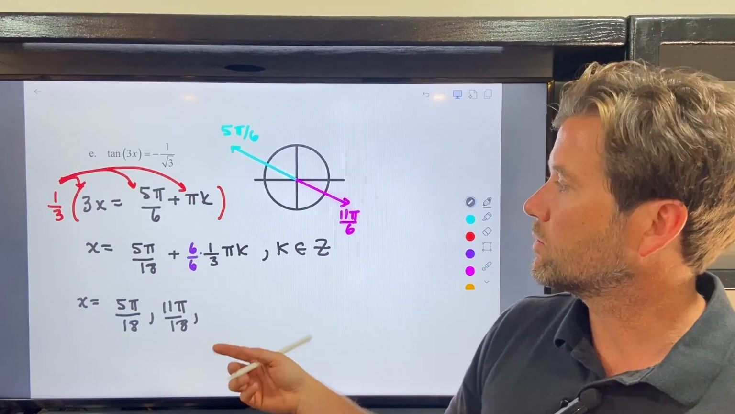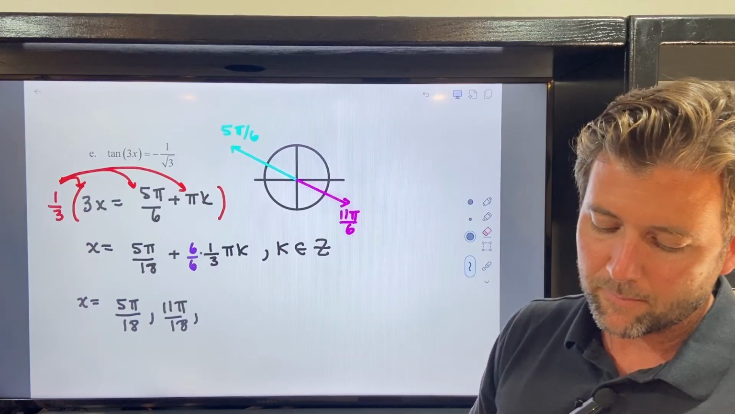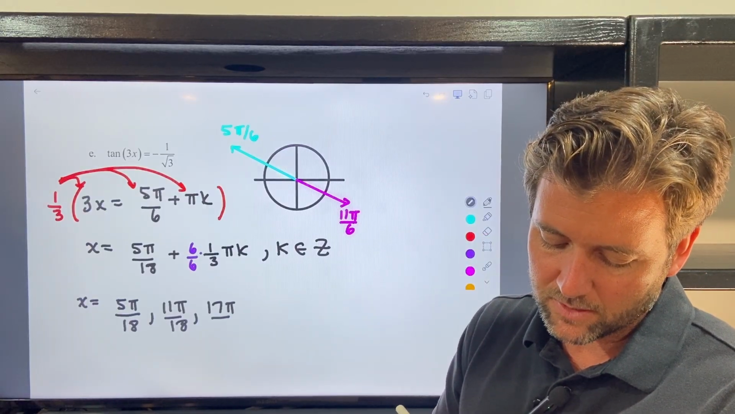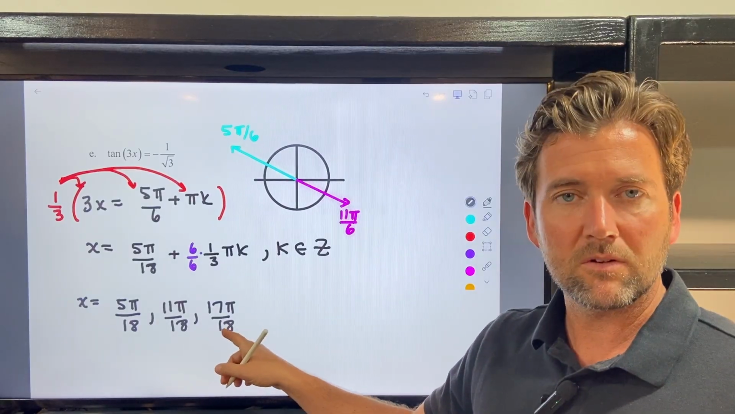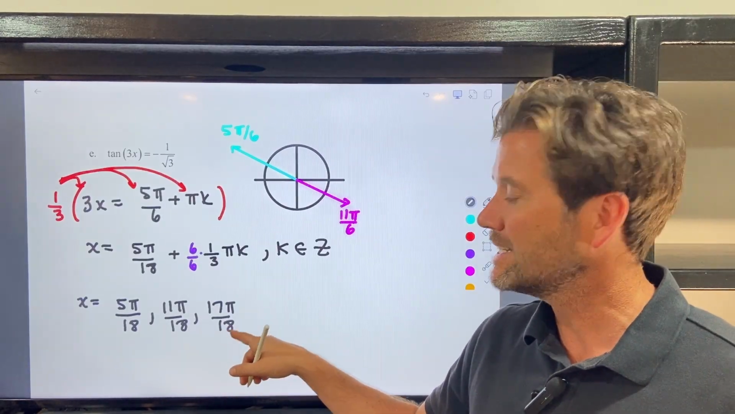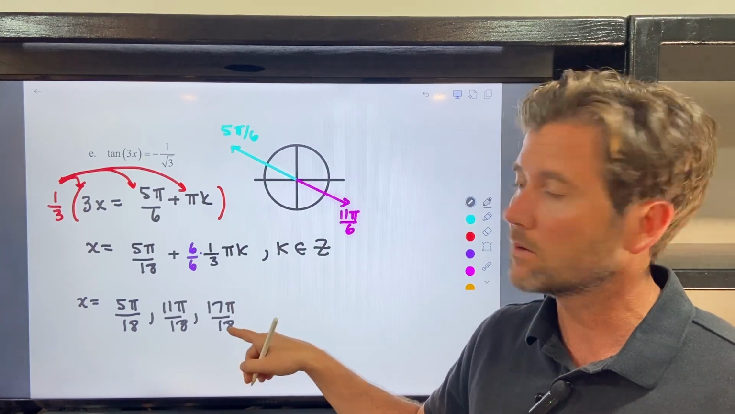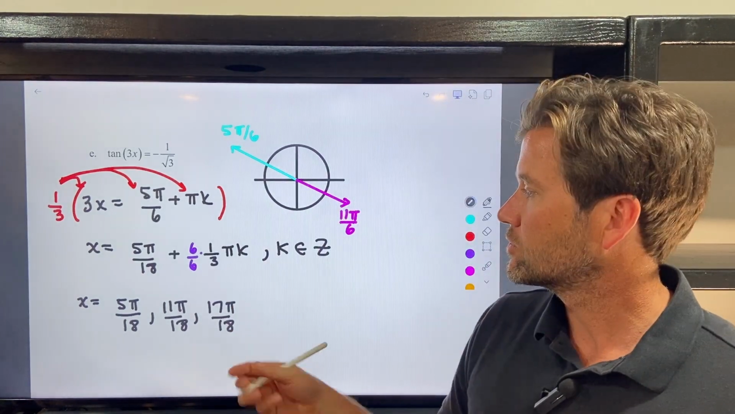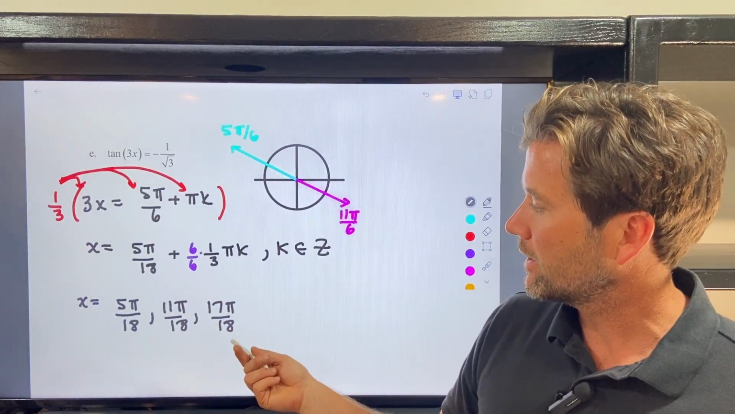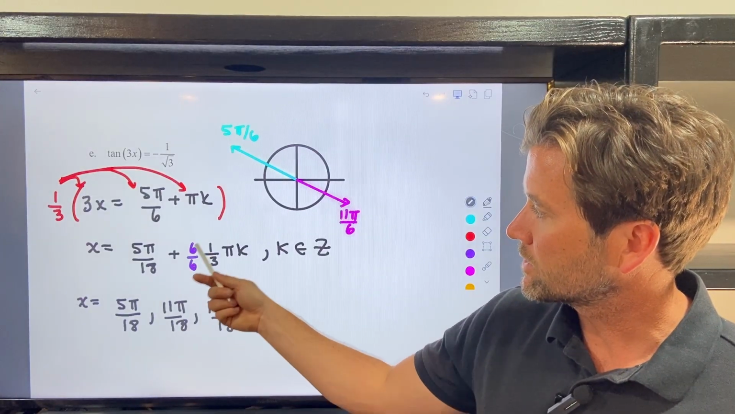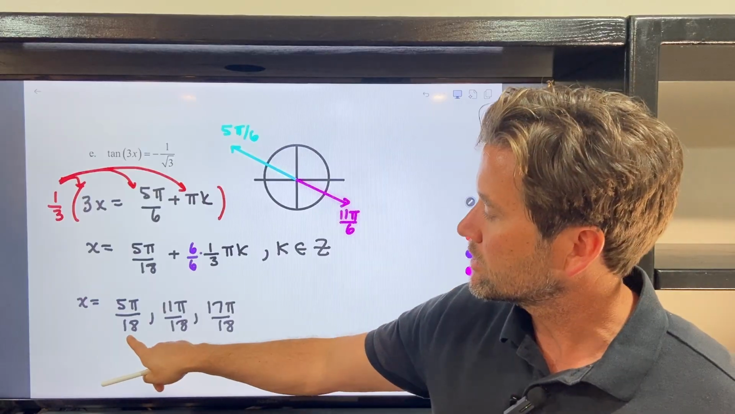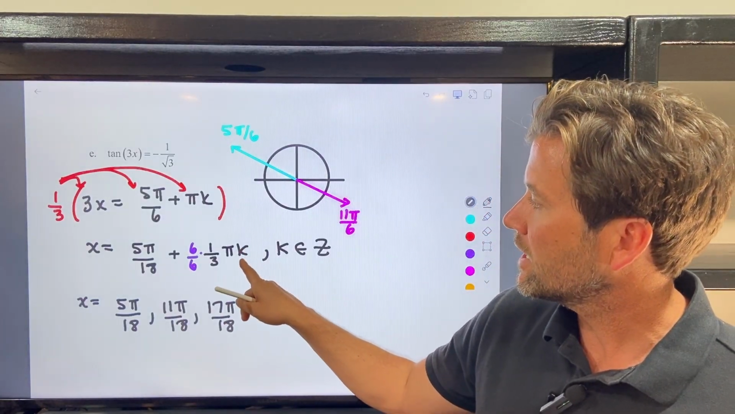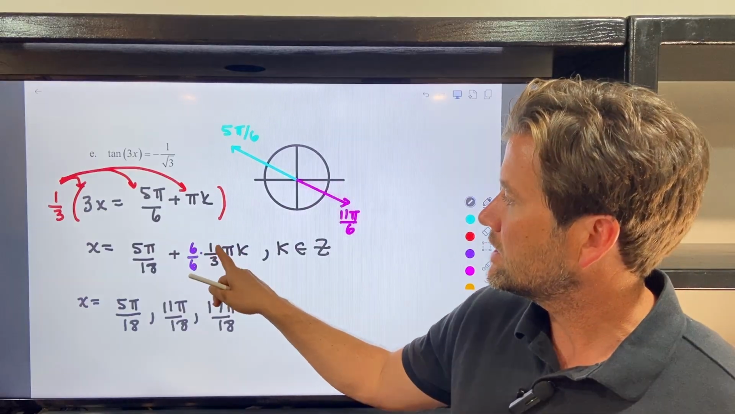Keep adding multiples of 1/3 pi. That'll be 17 pi over 18. Notice this isn't even 1 pi yet. 17/18 pi is almost 1 pi. And I'm supposed to go up to, but not including 2 pi. So I'm going to keep adding multiples of 6 pi over 18. That's what this is right here. So this is k equals 0. I get this value. K equals 1. K equals 2.